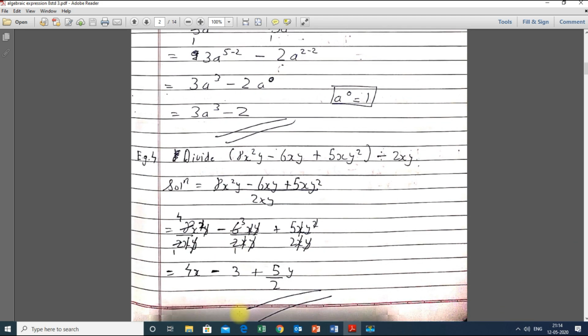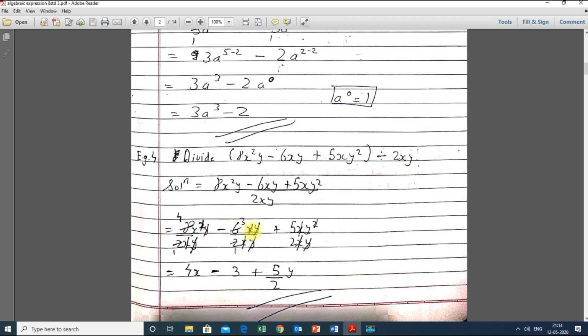Now, again, a new example. Divide the given equation with the monomial. You can see that there are three terms, that is a trinomial. I have to divide this particular trinomial by a monomial. So as I told, whenever it is a monomial, just divide by that monomial in as many equal parts as the polynomial has terms. If it is a trinomial, then divide into three parts: 2xy with 8x square y, 6xy, and then 5xy square.